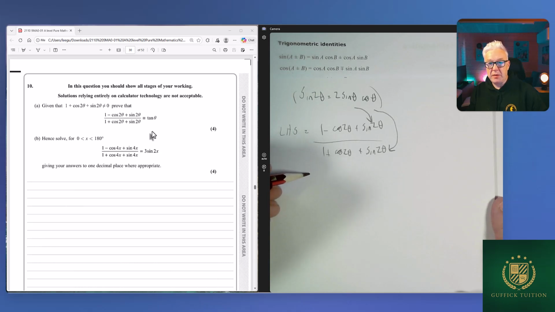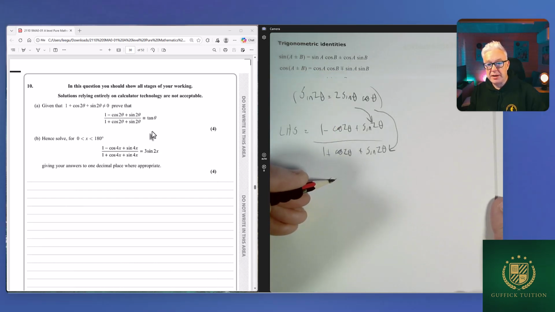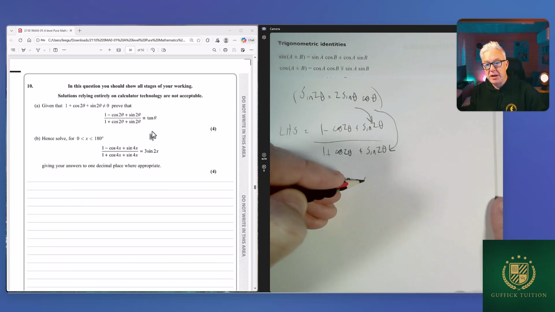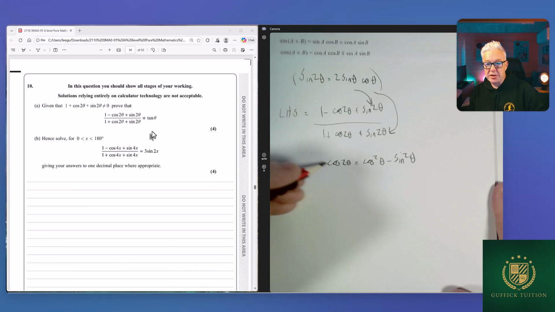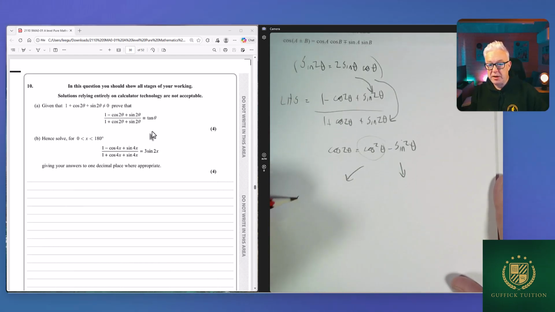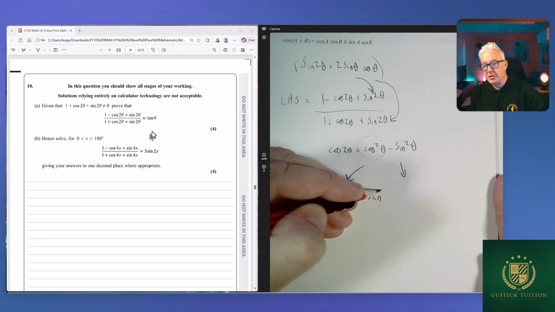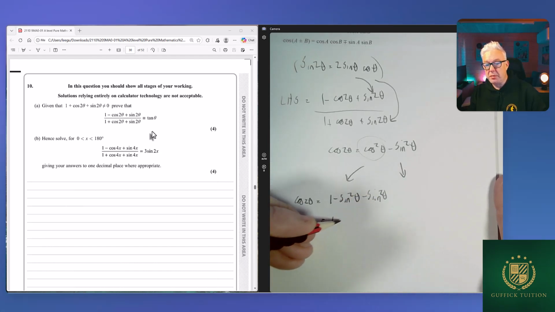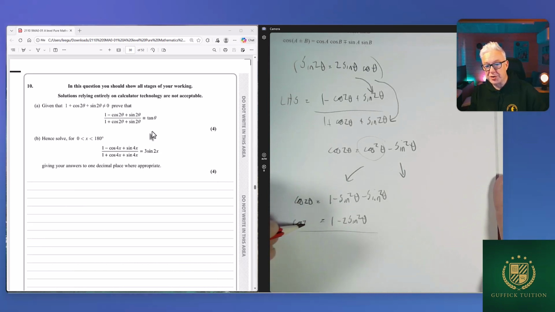However, with the cosine, we've got a few options available. We can see that cos 2 theta would be cos squared minus sine squared. So let's write that down: cos 2 theta is cos squared theta minus sine squared theta. There's two variants. One variant will come from replacing cos squared with 1 minus sine squared, giving us that cos 2 theta equals 1 minus sine squared theta minus sine squared theta, which is 1 minus 2 lots of sine squared theta. So there's our one variant for cos 2 theta.